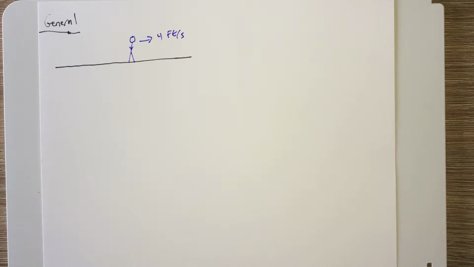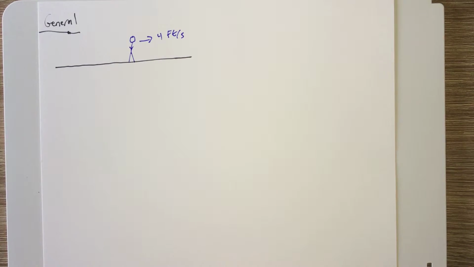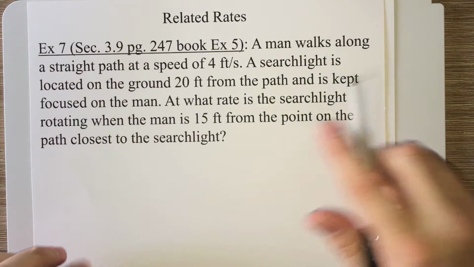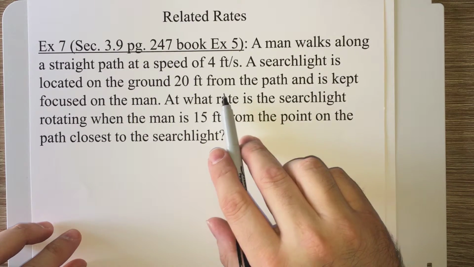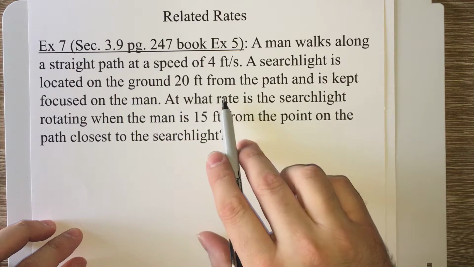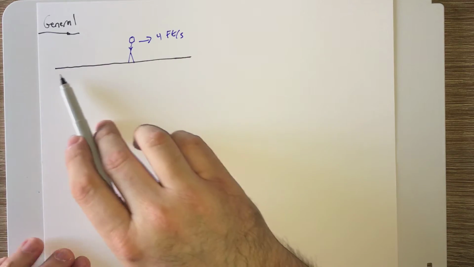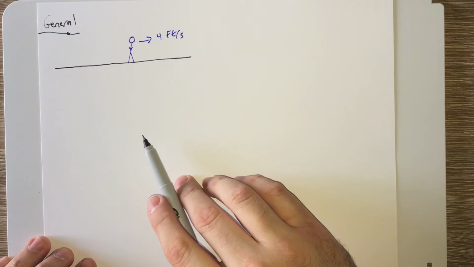When you draw the general picture, you don't want to put any numbers in the picture unless you know those numbers are always the same. This guy is walking to the right at a constant speed, 4 feet per second, so that's okay. Now let's go ahead and take a look at the next part of the problem. Next part says, a searchlight is located on the ground 20 feet from the path. So we have a searchlight that's on the ground, it's 20 feet from the path, and it's kept focused on the man. But 20 feet from the path, here's the path the guy's walking on, and we have a searchlight 20 feet from the path.